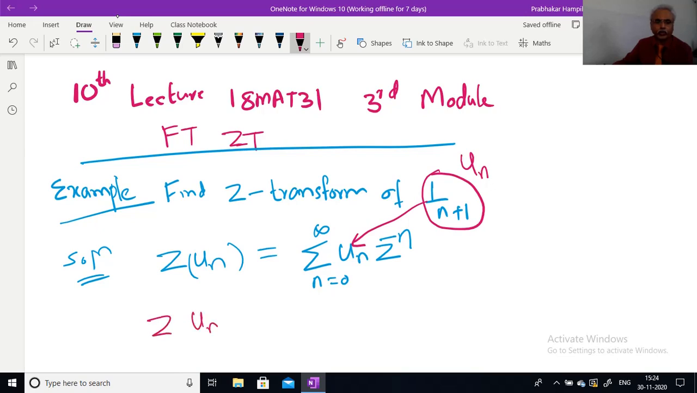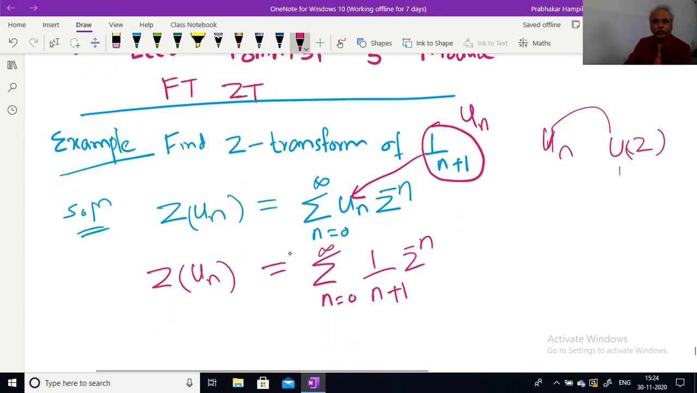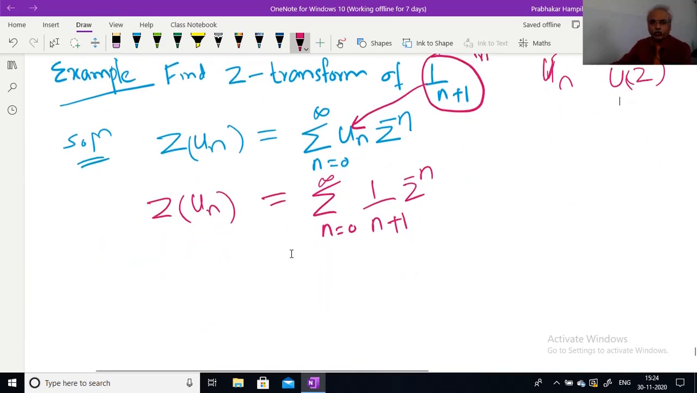So now Z of un is therefore equal to summation of n equal to 0 to infinity 1 by n plus 1 z raised to minus n. Again, the fundamental is after the transformation, our basic aim is to transform n to z function. After the transformation, there should not be any n function. There should be only constants and z functions. Now, what I do is I'll go on putting n equal to 0, n equal to 1, n equal to 2. Let us observe what we will get.